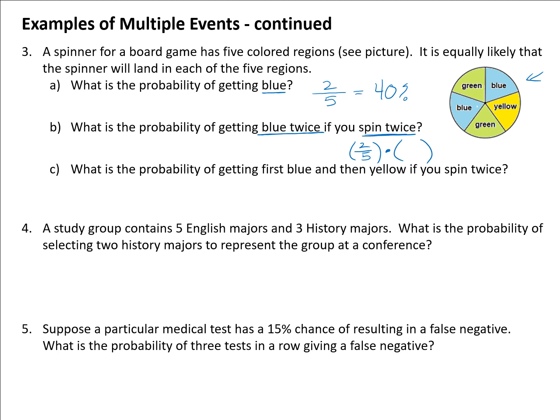Unlike if you draw marbles from a bag and don't replace them, here the spinner is going to stay the same every time you spin it. So the chance of getting a blue is going to stay the same, 2 out of 5. So 2 divided by 5 times 2 divided by 5 is equal to 16%.